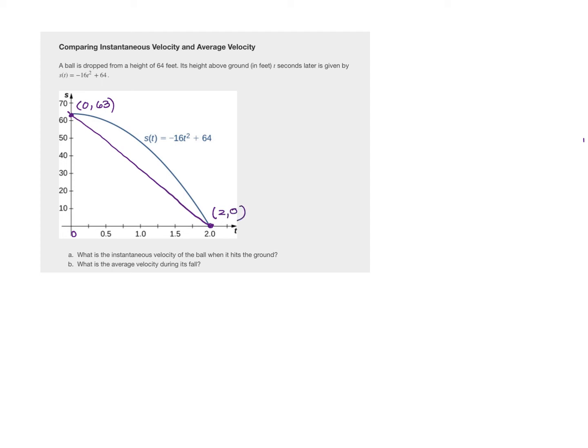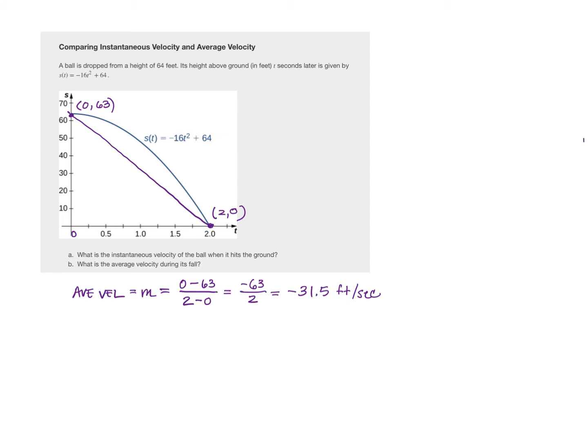0. And to find the average velocity, that's equal to the slope of that line. And we can do that using the formula y2 minus y1 over x2 minus x1. So we get 0 minus 64 over 2 minus 0. And so that is negative 64 over 2, which is equal to negative 32. And we're talking about a velocity, so it's going to be feet per second.